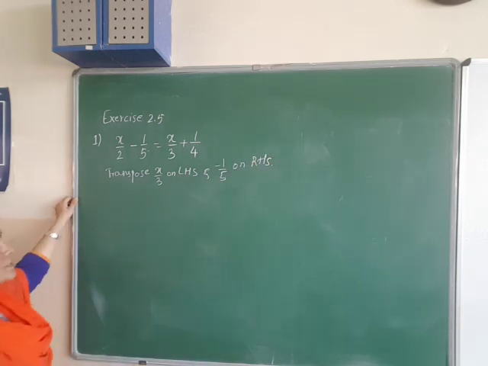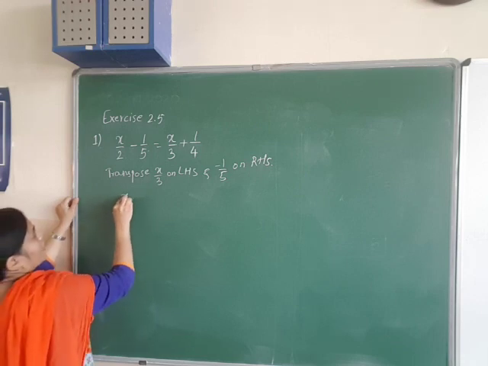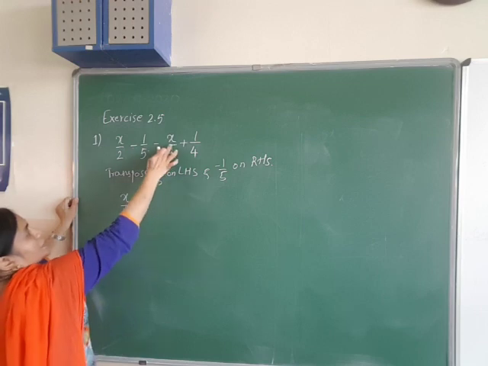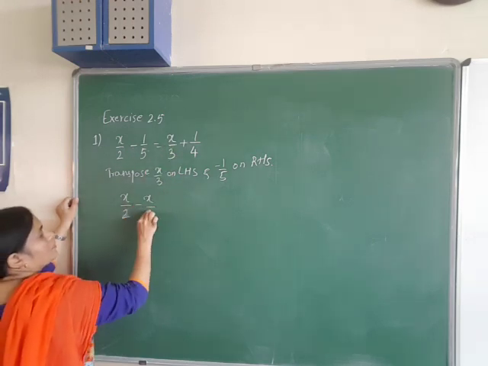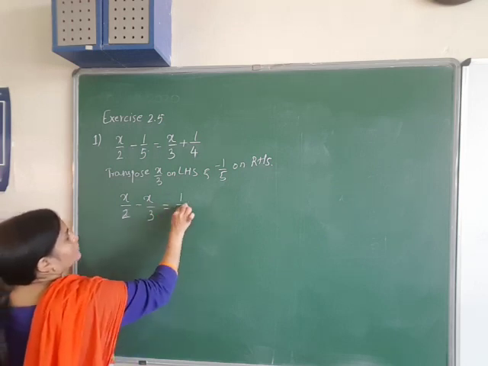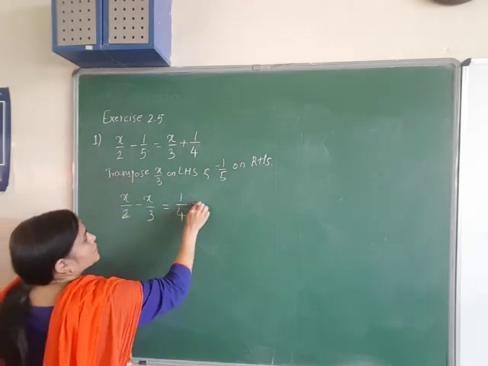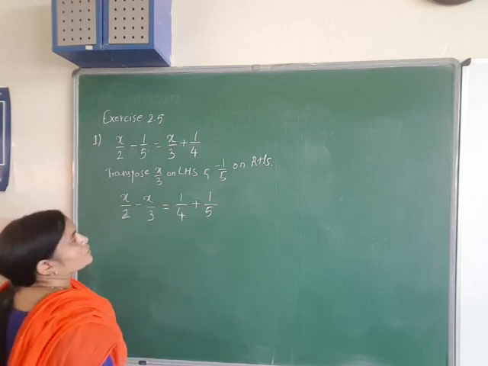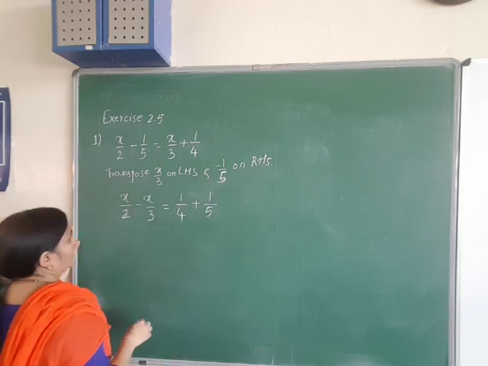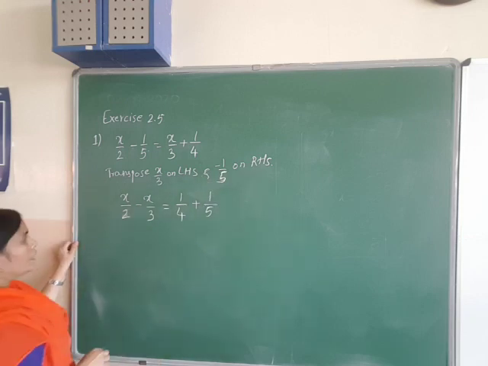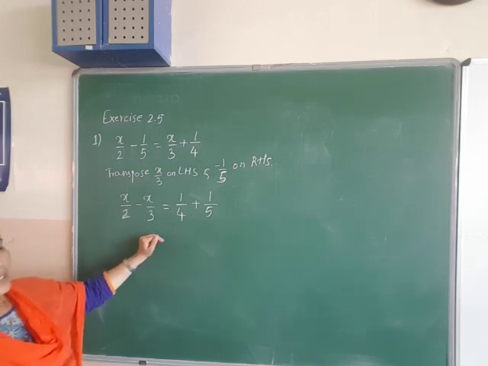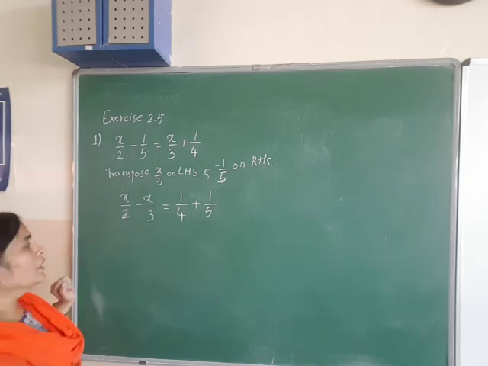This is the first step. Now here x by 2, minus x by 3 after transposing, is equal to 1 by 4. Minus 1 by 5 transposed will become plus 1 by 5. Next step: on the LHS you can take an LCM, and on the RHS also you can take an LCM.